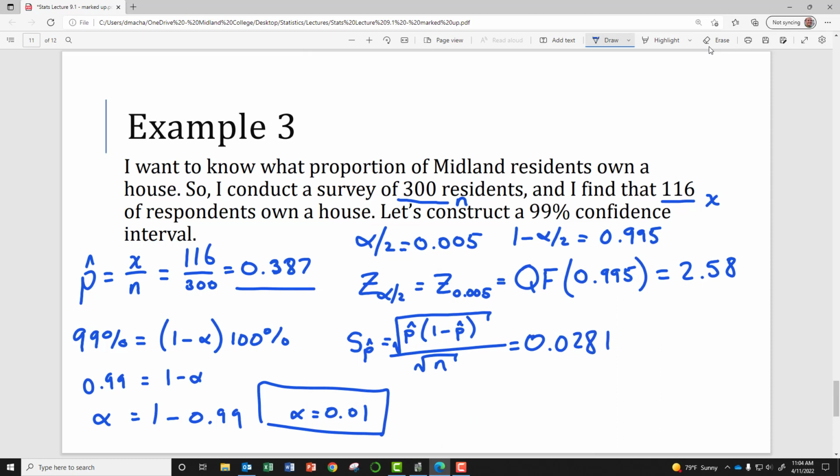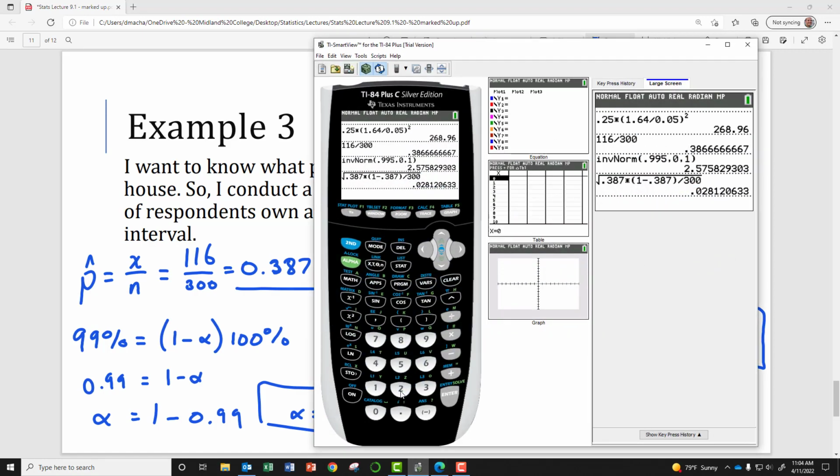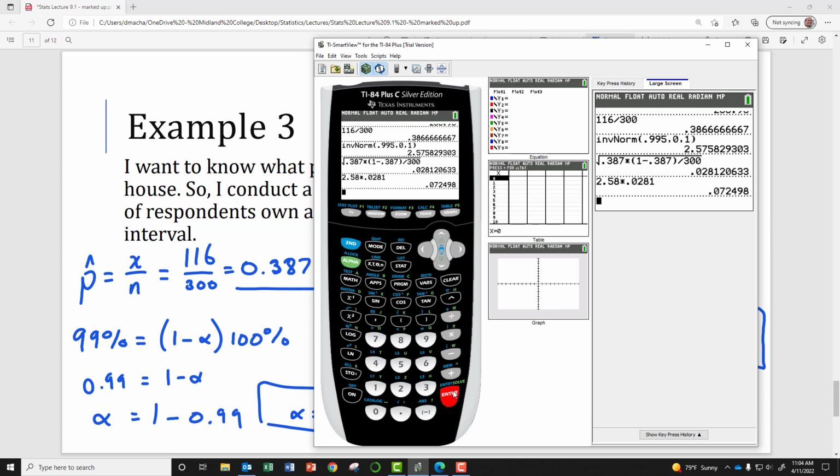Okay. So then finding the product of these, that's going to be my margin of error, that z subscript alpha over 2 times the standard deviation of the distribution of the sample proportion. That's my margin of error. So I write E is going to be 2.58 times 0.0281. That gives me 0.0725.